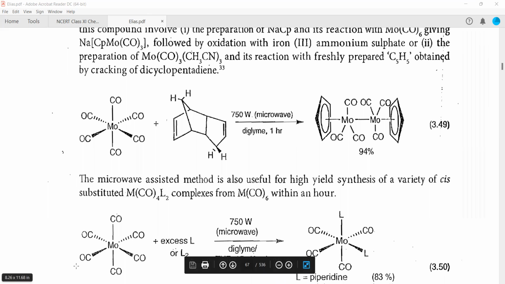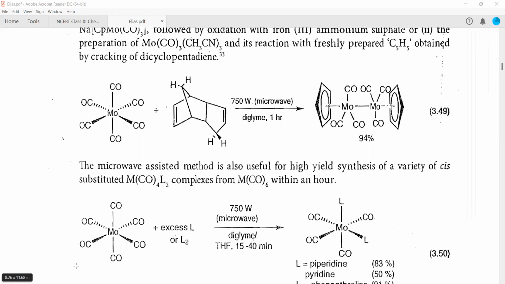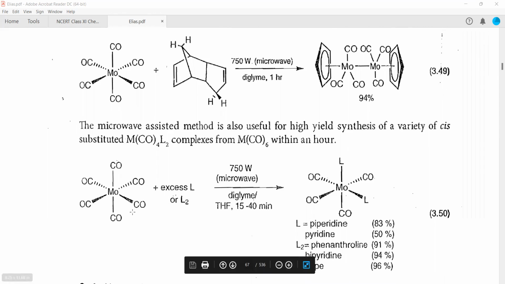So the microwave-assisted method is also useful for high-yield synthesis of a variety of cis-substituted metal carbonyl M(CO)4L2 complexes from homoleptic octahedral metal carbonyl complexes, just within an hour. What you learned is that in the photochemical condition, maximum you can substitute only 1 carbonyl. That was only the case when the bond formed between the metal and the L ligand is weaker than the metal carbonyl. That is most of the time the case, right?